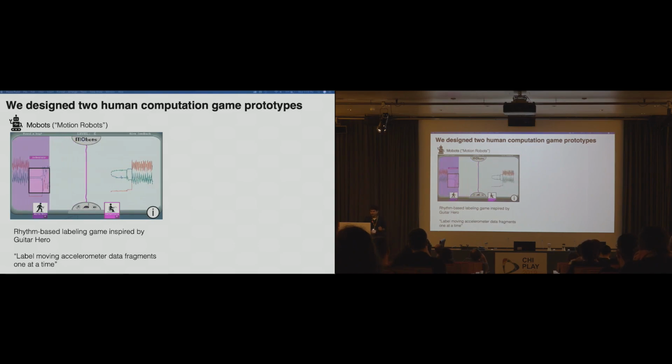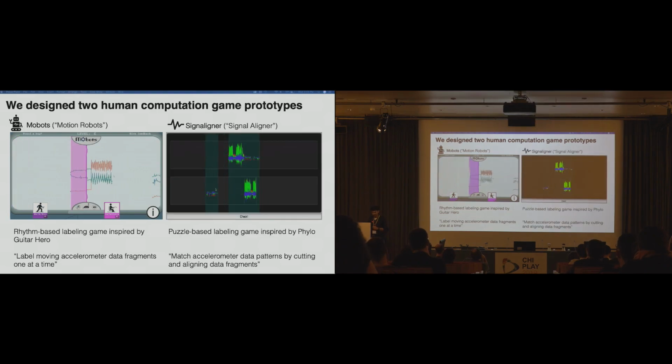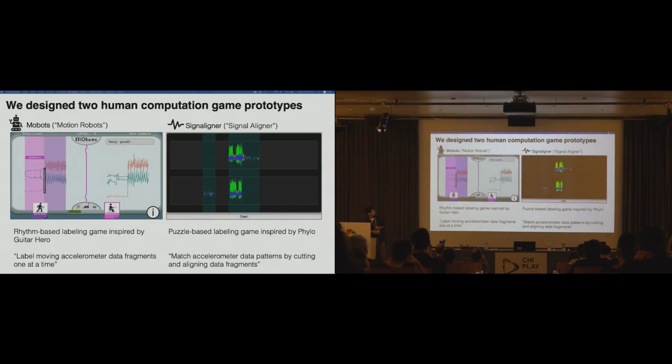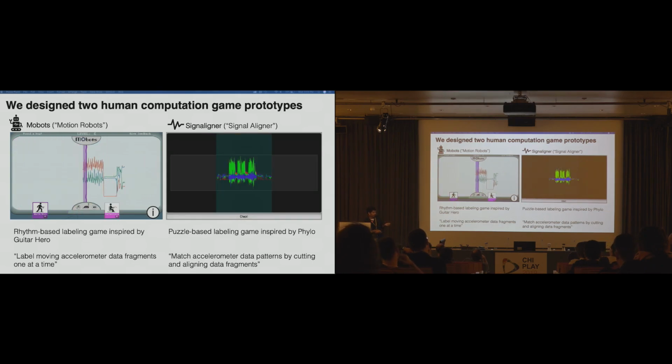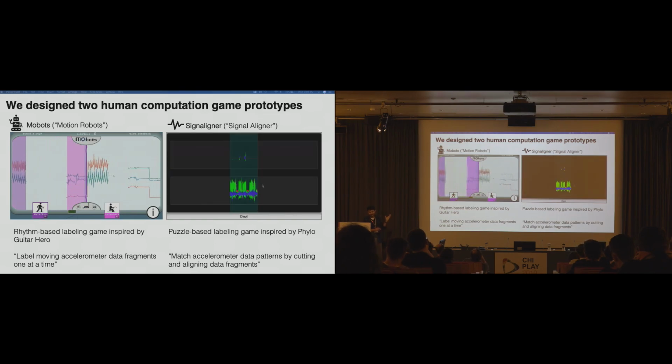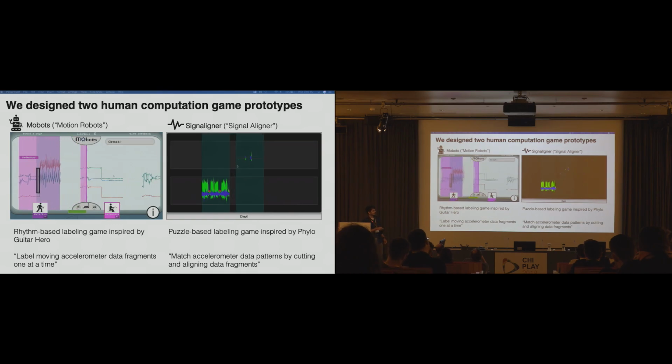The second game we designed is called Signal Liner, which is a puzzle-based game to label accelerometer data. The game is inspired by a genome sequencing game called Phylo, where players label or match accelerometer data patterns by cutting and aligning data fragments. So unlike Mobots, where they have to identify an activity in the data and then label it, Signal Liner is just a pattern matching task. So they have to check if a given fragment visually matches with the template that they have been provided.